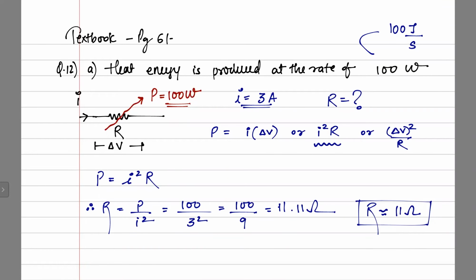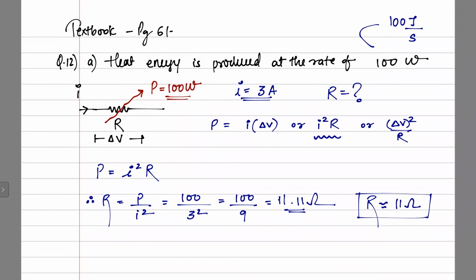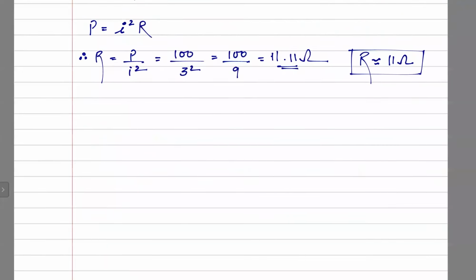ऑलराइट, लेट्स मूव ऑन टू द नेक्स्ट क्वेश्चन. अप्रोक्सीमेट क्यों लिखा? क्योंकि आंसर 11.11 आया, लेकिन टेक्स्ट बुक ने 11 दे रखा है, तो 0.11 छोटा वैल्यू है, ड्रॉप कर दिया. नहीं, कोशिश करो कि तुम एग्जैक्ट आंसर लिखा करो. मूविंग ऑन टू द नेक्स्ट क्वेश्चन.